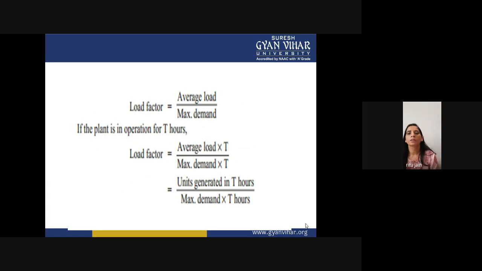If the plant is in operation for T hours, suppose your plant is operating for T hours, then the load factor will be average load into T divided by maximum demand into T. So units generated in T hours and maximum demand into T hours. We will discuss it in a numerical, so you will be able to understand it easily.